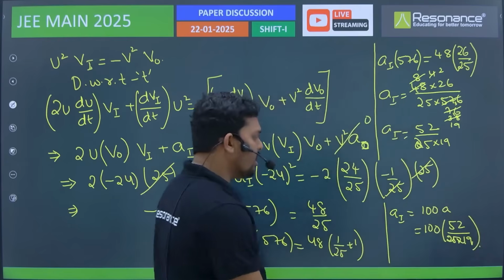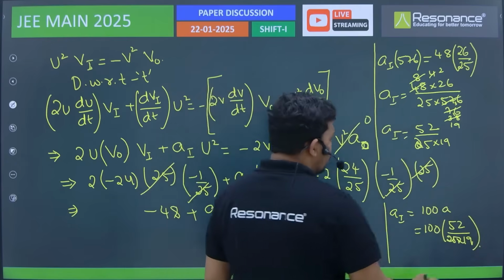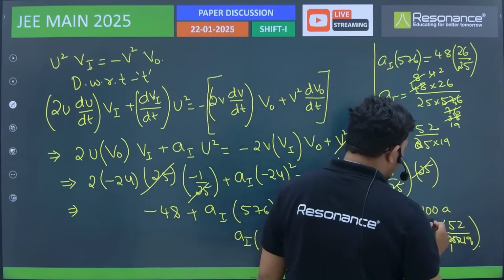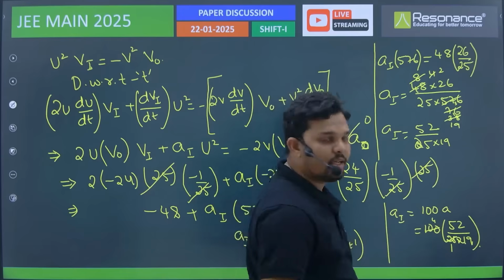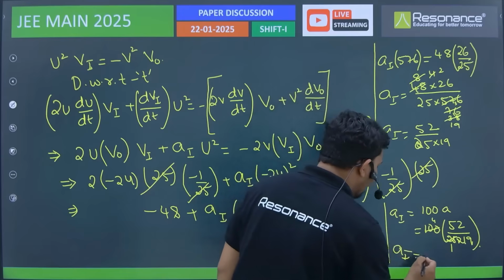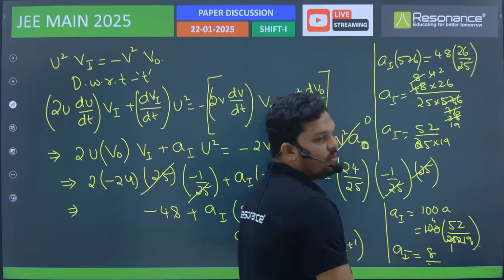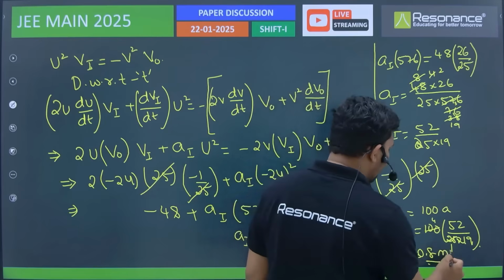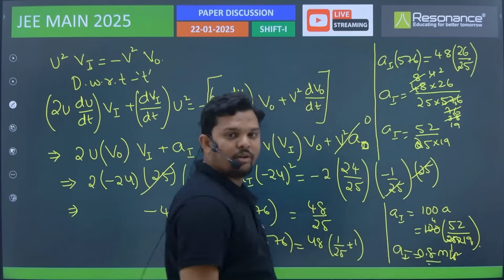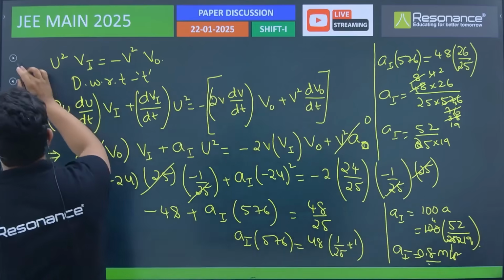After simplification, we will get the final result: 25 ones, 25 fours, 52 by 19 into 4. You will get the final acceleration of the image approximately 0.8 meters per second. So let us proceed for the next case. Now we will go for the next question.